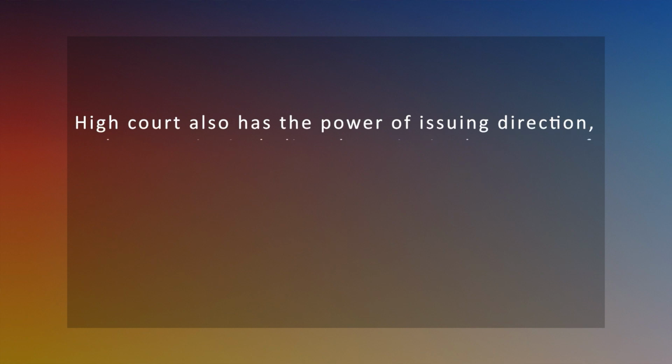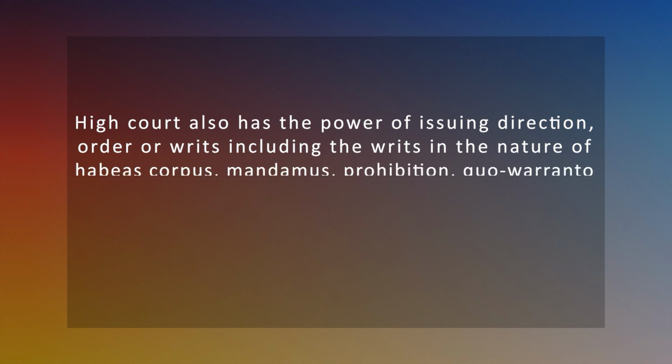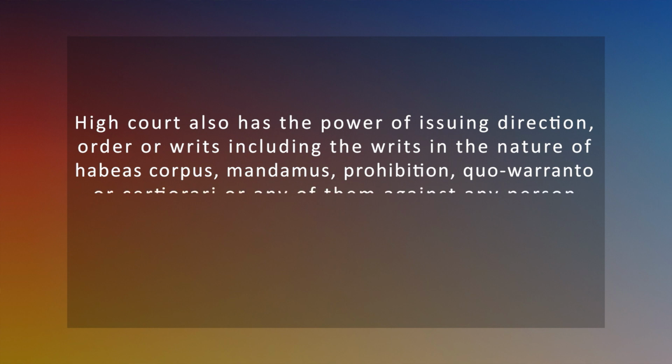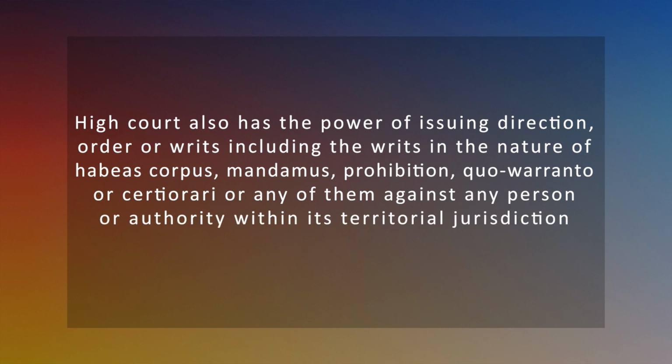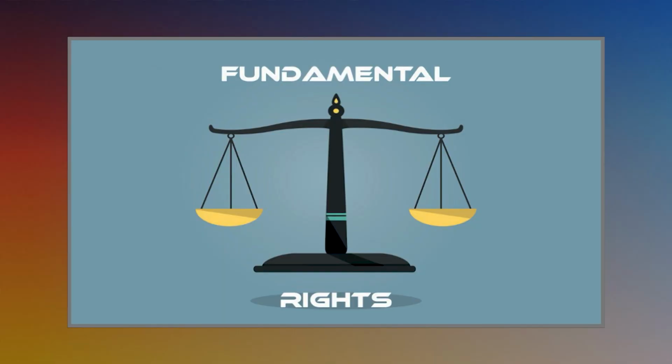The High Court also has the power of issuing directions, orders or writs, including writs in the nature of habeas corpus, mandamus, prohibition, quo warranto or certiorari, or any of them against any person or authority within its territorial jurisdiction for the enforcement of the fundamental rights or for any other purpose, which means for the enforcement of any other legal rights. It means, like the Supreme Court, the High Court too has original jurisdiction to issue any of the writs for the enforcement of the fundamental rights.